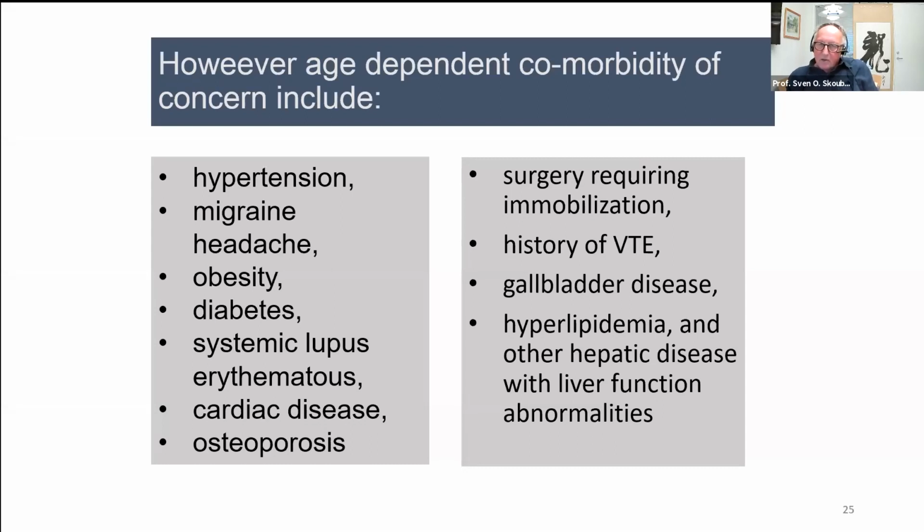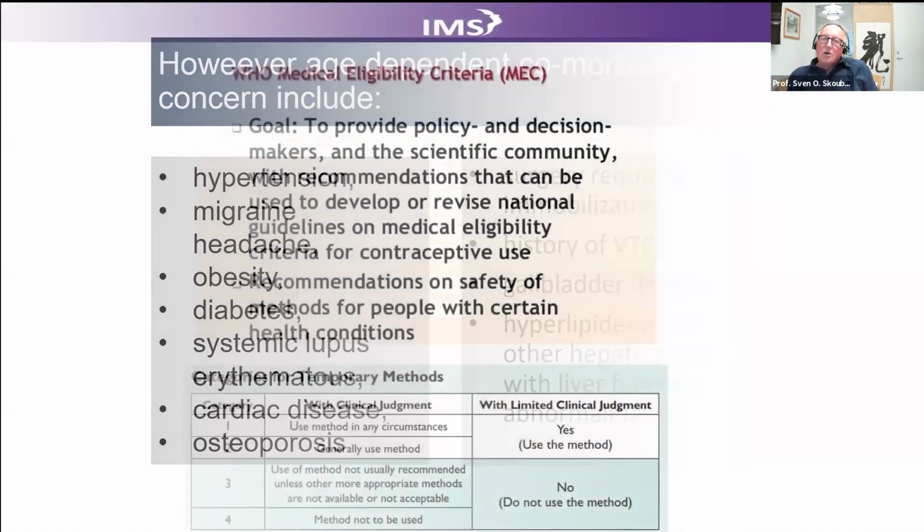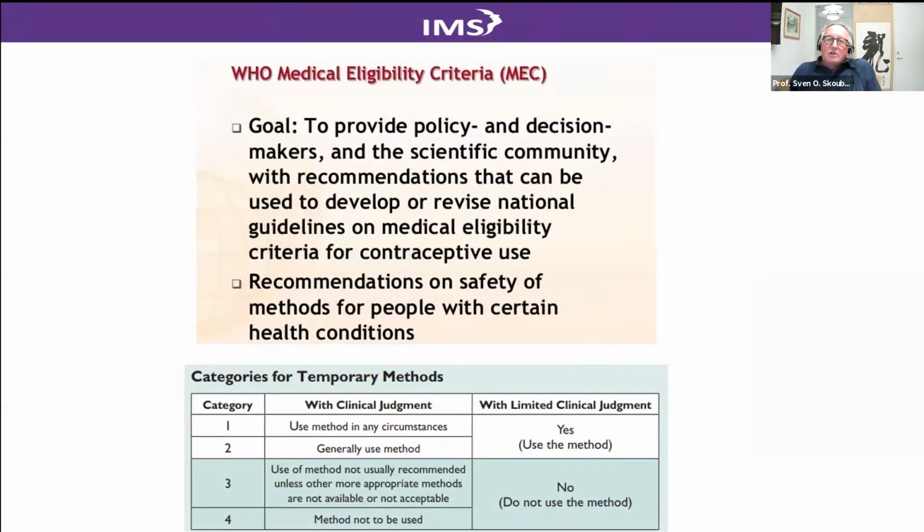And especially when this is the situation, you need to again consult the MEC criteria, because they are set up in order to underscore recommendations on safety of methods for people with certain health conditions. And I'm sure you have seen the table on the lower part before. The MEC criteria deal with 4 categories.